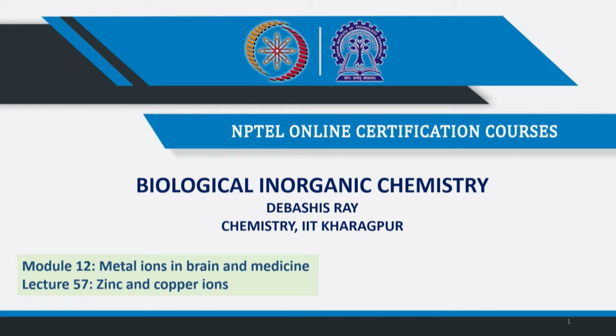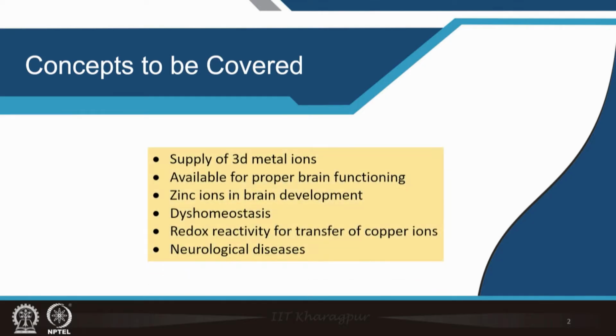So, we have reached lecture number 57, where today we will be talking specifically about two metal ions in the brain, which are zinc and copper ions. One after another, we will see how the supply of these metal ions works. Not only these two, in our next class we will also talk about the availability of iron in our brain. We will see whether you require an optimum concentration of these metal ions for proper brain functioning.